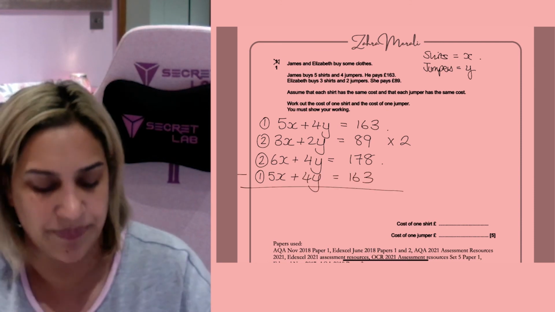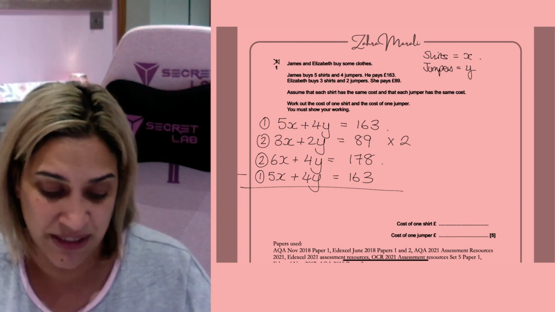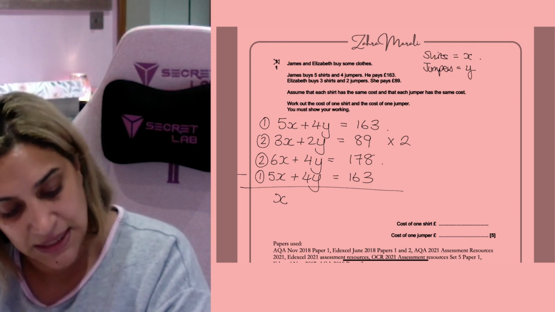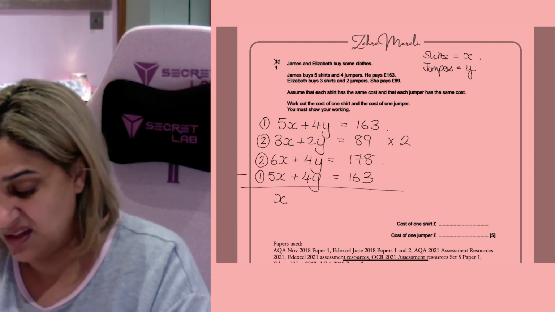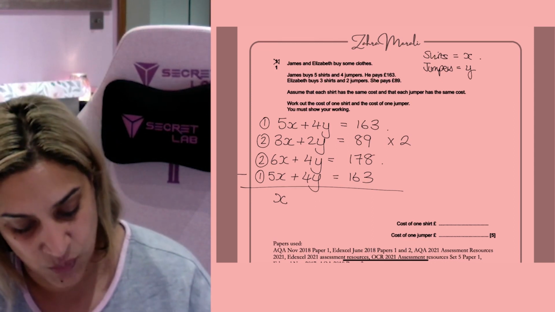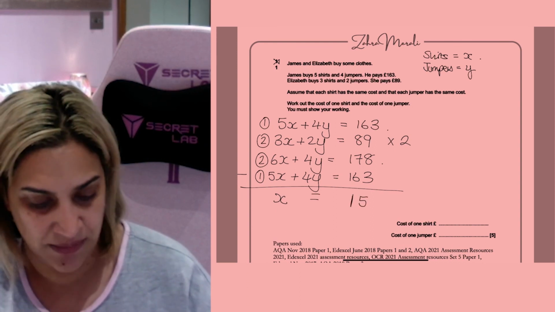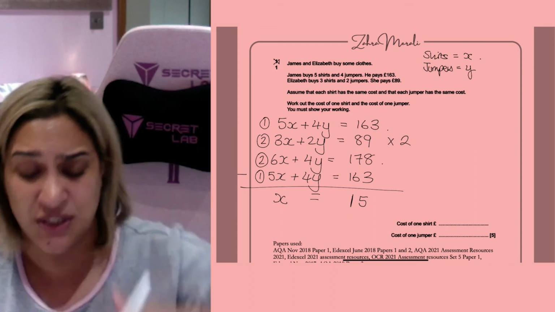I'm going to take away some. 6x minus 5x is just going to be x. 4y minus 4y is just going to disappear, because it's going to be 0. And 178 minus, so 8 minus 3 is 5, so we get 15. We now can substitute it back in.